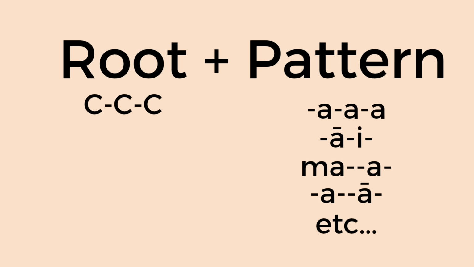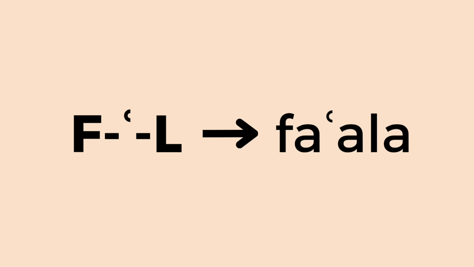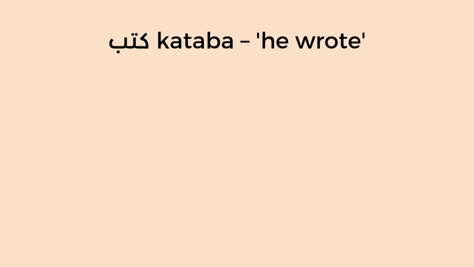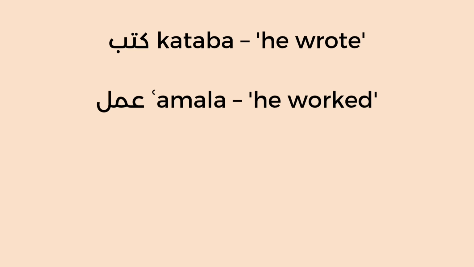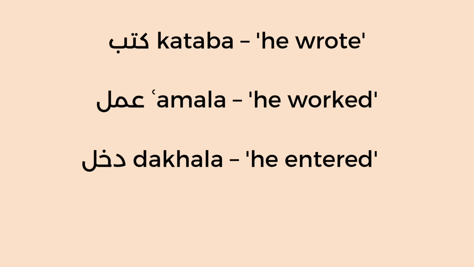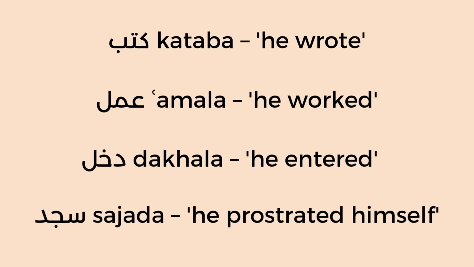To discuss patterns in Arabic roots, we often use the root fa, 'ain, lam as an example, which gives the verb fa'ala, meaning to do. This root is commonly used to demonstrate verb conjugations and patterns. For instance, the form fa'ala serves as the dictionary form of verbs, which is the past tense third person singular. Examples include kataba, he wrote, amala, he worked, dakhala, he entered, sajada, he prostrated himself.